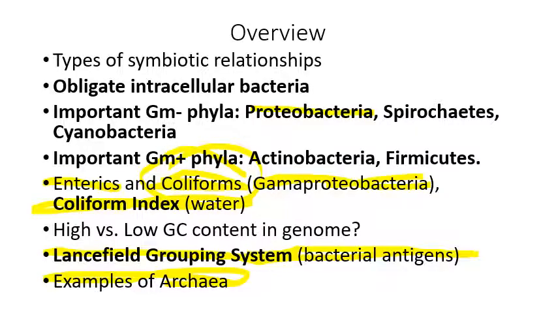Okay, so in this lecture, first we're going to begin by discussing different types of symbiotic relationships. This is how organisms live together in very close proximity. Bacteria living within the human body, for instance, are symbionts, but we define the relationship between the bacteria and the human host differently depending on what the relationship is. So we will get into that. And then we're going to discuss obligate intracellular bacteria.